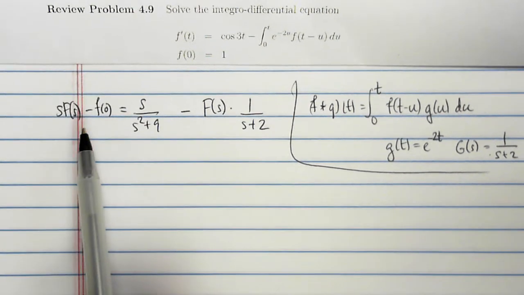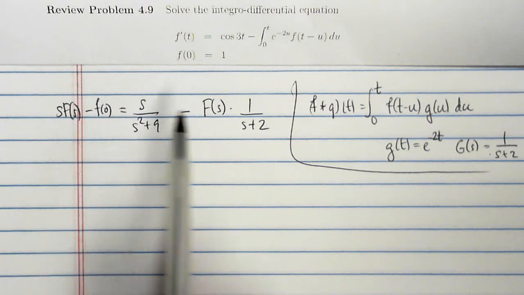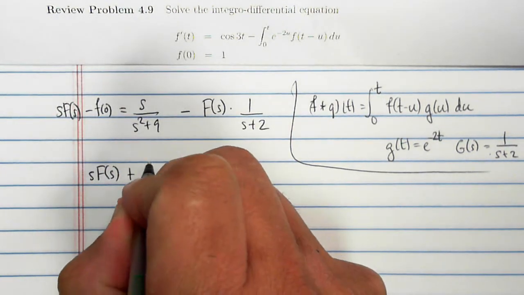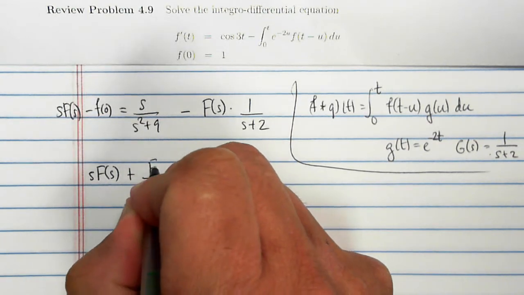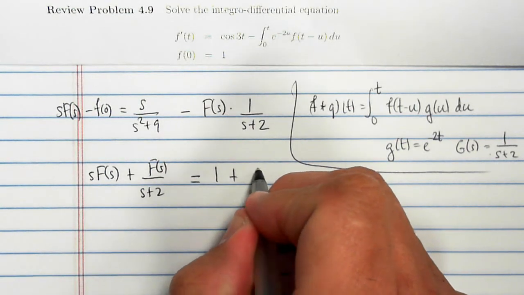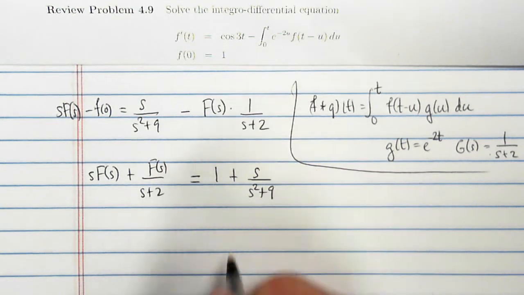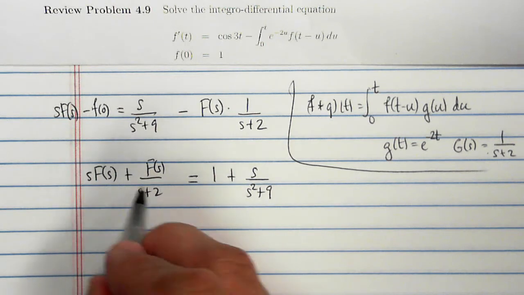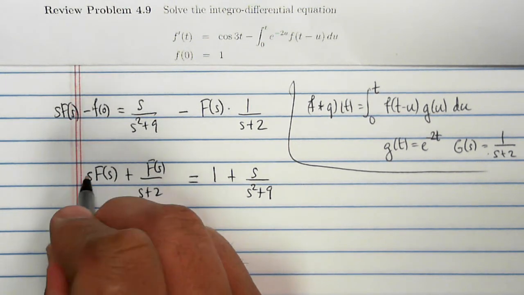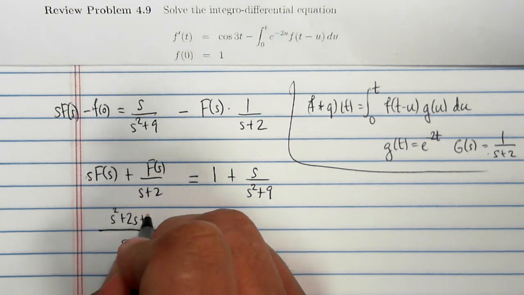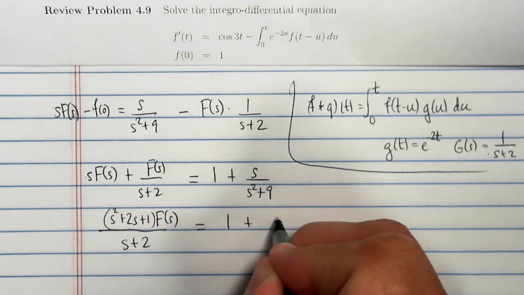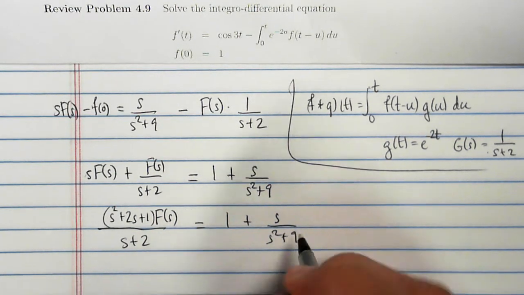Now, unlike a lot of the problems we've seen in this category, F of s appears on both sides, so I have to get all the F of s's on one side. On the other side, bring the f of 0 over, I get 1 plus s over s squared plus 9. Okay, let's get a common denominator here, so I have over s plus 2, multiplied by s plus 2, I get s squared plus 2s plus 1, F of s equals 1 plus s over s squared plus 9.